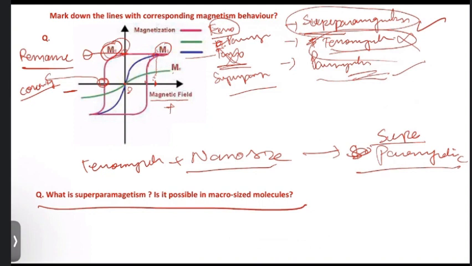Last question: is superparamagnetism possible in macro size material? No, only at nano size it will be possible. It is not possible in macro size. Any doubts still? We are done with today's session. Any questions?